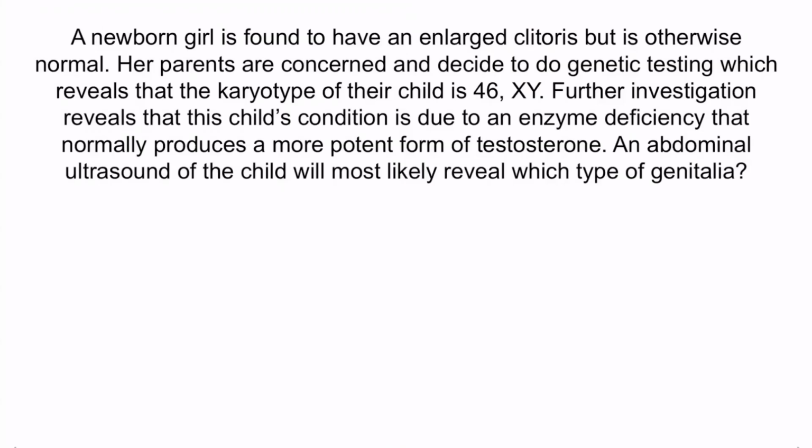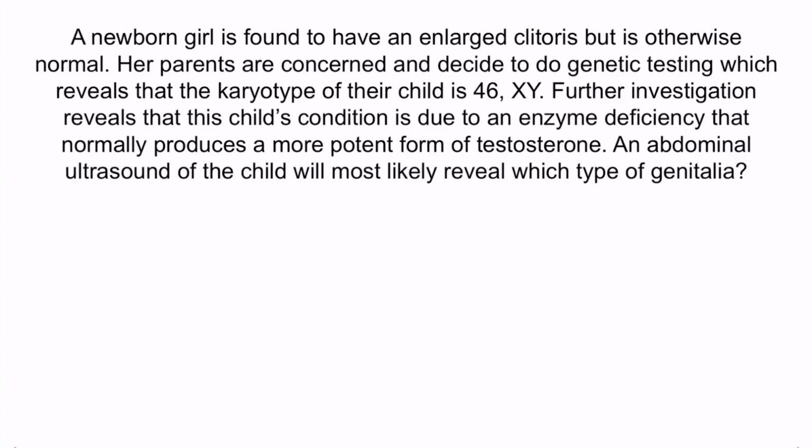A newborn girl is found to have an enlarged clitoris, but is otherwise normal. Her parents are concerned and decide to do genetic testing, which reveals that the karyotype of their child is 46XY. Further investigation reveals that this child's condition is due to an enzyme deficiency that normally produces a more potent form of testosterone. An abdominal ultrasound of the child will most likely reveal which type of genitalia?